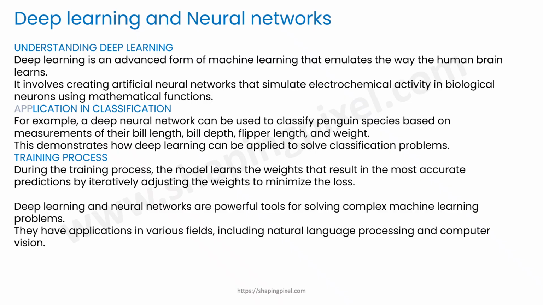During the training process, the model learns the weights that result in the most accurate predictions by iteratively adjusting the weights to minimize the loss. Deep learning and neural networks are powerful tools for solving complex machine learning problems. They have applications in various fields, including natural language processing and computer vision.